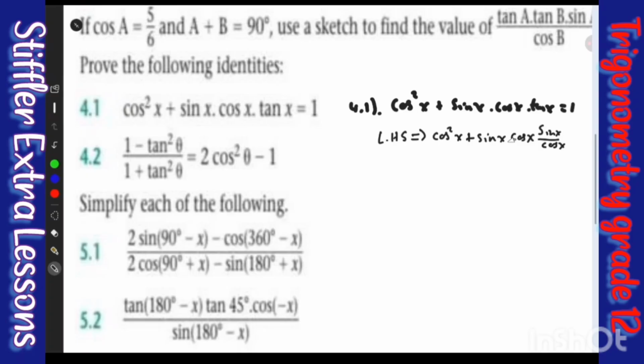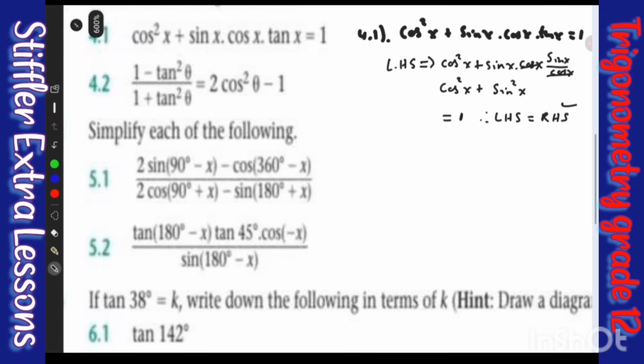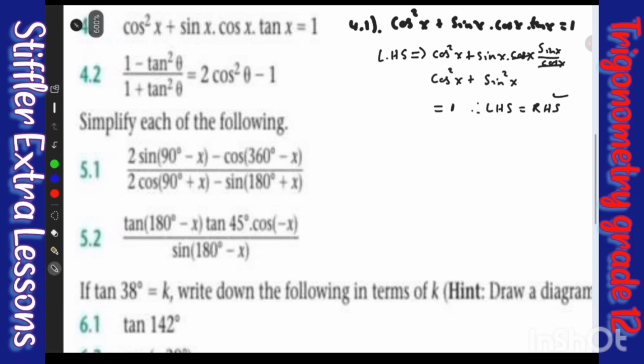So here we can see already that these things are multiplying each other. So cos and cos may cancel each other, and sine x multiplied by sine x. So this gives us cos squared x plus sine squared x. So what do we know about this? This is an identity that we did previously. So this is equal to 1. So after this, you must conclude by saying, therefore, left hand side is equal to right hand side, and then you are done. And then I said we will do one on simplify. So let's simplify the first one, 5.1.